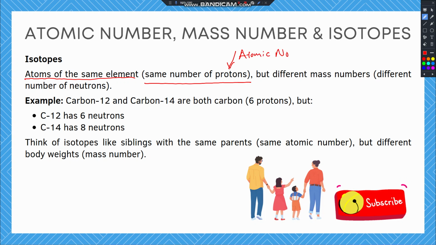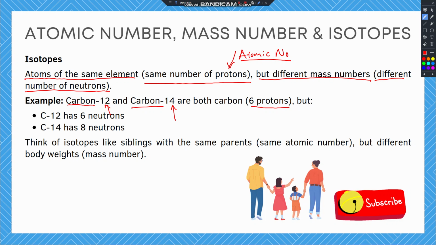Because remember, in the previous slide, we said the number of protons determines the atomic number of an element, but different mass numbers means they have different numbers of neutrons. For example, here are two isotopes. We have carbon having a mass number of 12 and carbon having a mass number of 14. How is it possible? It is possible because both of them have 6 protons, but there is a different number of neutrons inside of them.